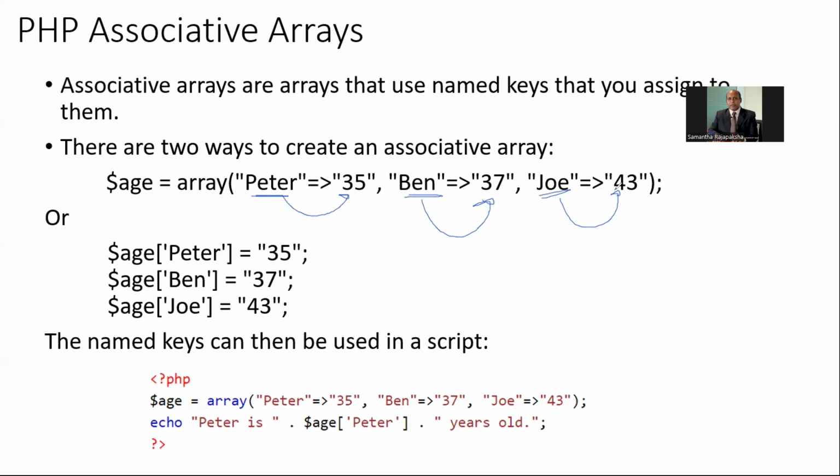In that case, if I want to set Peter's age, Ben's age, or Joey's age, you can set it like this, or you can set it like this. Whatever method you like, you can set the values. And then you can get the value. If I want to find the age of Peter, you can use the age of Peter. Then that will give you the value for Peter, like this.